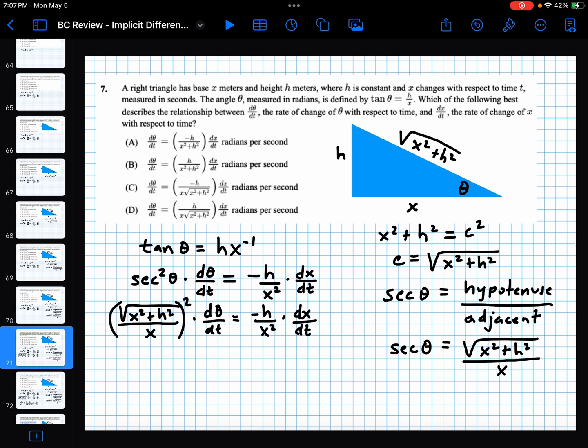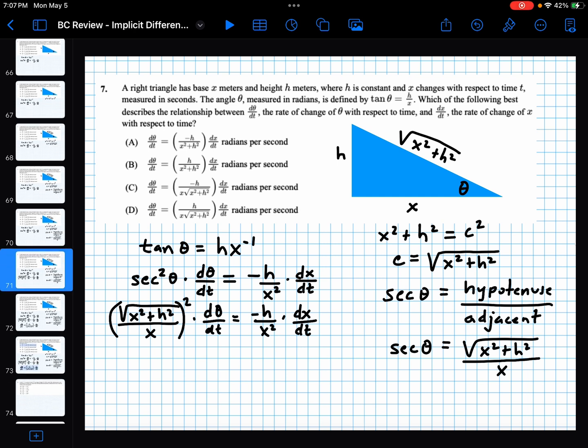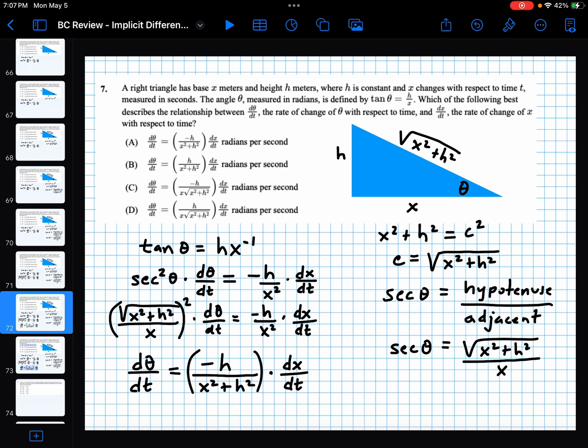The denominator is going to become x squared. And then I could divide both sides by that fraction or multiply by its reciprocal. I'm going to skip over some of that algebra here, but you're going to wind up with d theta dt equals negative h. The x squareds will cancel out, and you'll have that x squared plus h squared in your denominator times dx dt, and that is, of course, choice A.